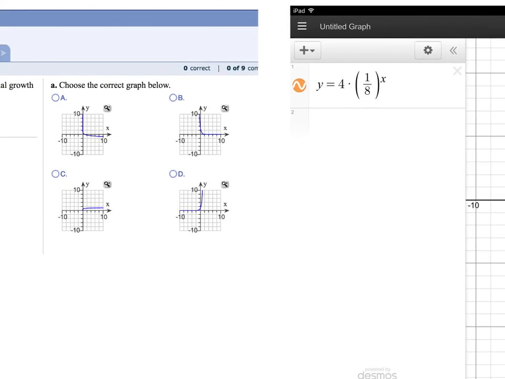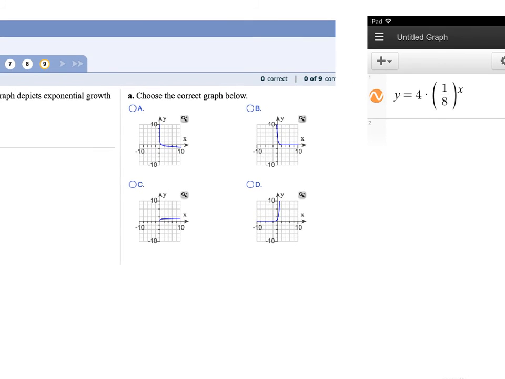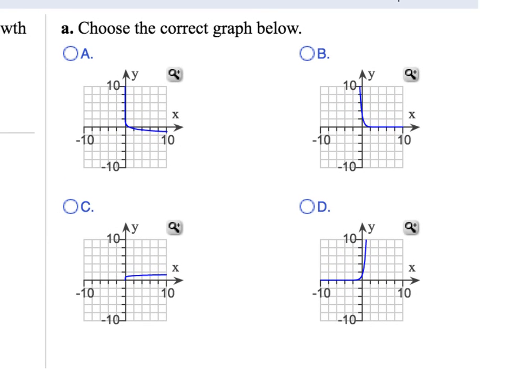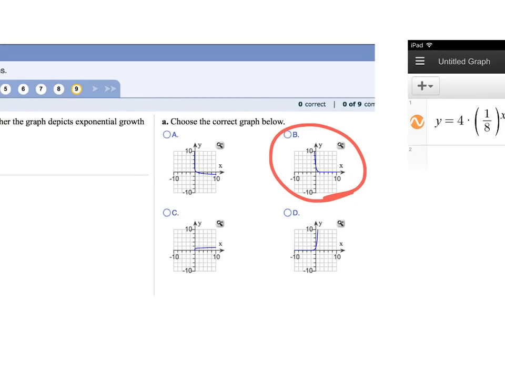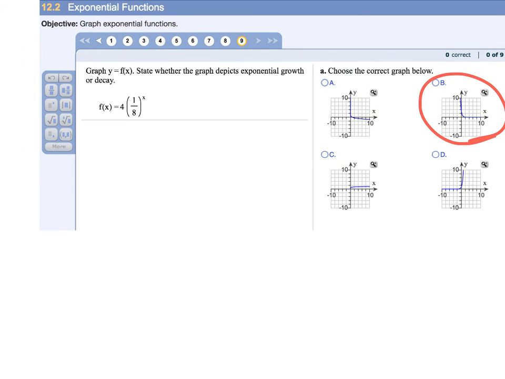And so when I go over here and I look, and I'm going to zoom in, it really looks like I'm going to have to go with B as the matching graph on this function. And that wraps up this video.